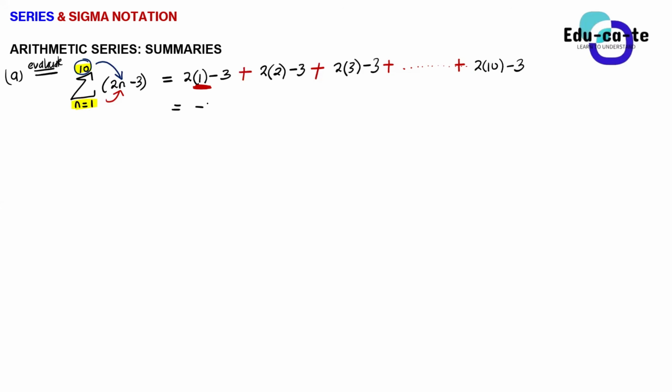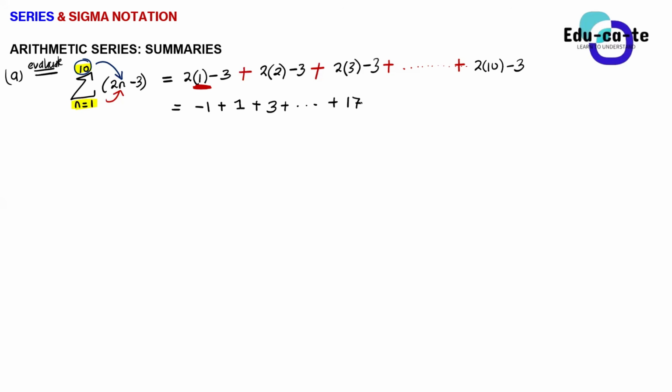That's going to be negative 1 plus. This is 2 times 2 is 4 minus 3. That's going to give you positive 1 plus. This is going to be 2 times 3 is 6 minus 3. That's going to give you positive 3. Right? And then plus until the last term, which is going to be 2 times 10, which is 20 minus 3, which will give you 17. So you have expanded your sigma notation into a series.